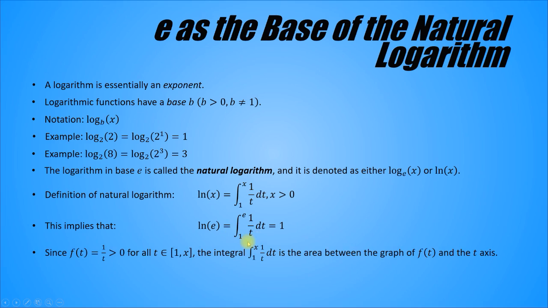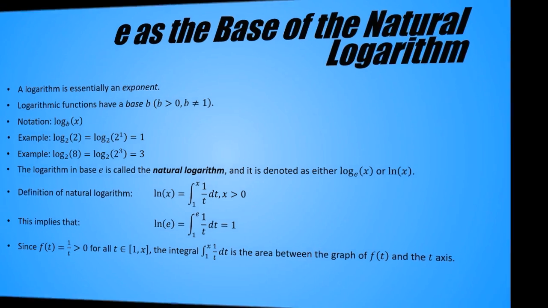So since this function, f of t equals 1 over t, is greater than 0 for all t's in the interval of integration from 1 to x, the integral from 1 to x of 1 over t dt is the area between the graph of f of t and the t-axis. Okay, that's a lot to take in if you're a math noob. So a picture's worth 1,000 words. Let's go to a picture.